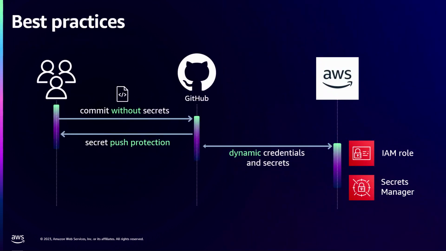So remember the diagram that Jose showed before, right? The idea in here is that you do your commit, and you don't have to put any secrets inside of your repository. In case you have to do that, or in case you make an accidental push, there's secret push protection, which Jose will talk a little bit more about, that allows you to actually prevent those commits from happening in your repository. And then you can dynamically retrieve the credentials and also any secrets that you have using the IAM actions that we have mentioned earlier, and also the Secrets Manager actions.